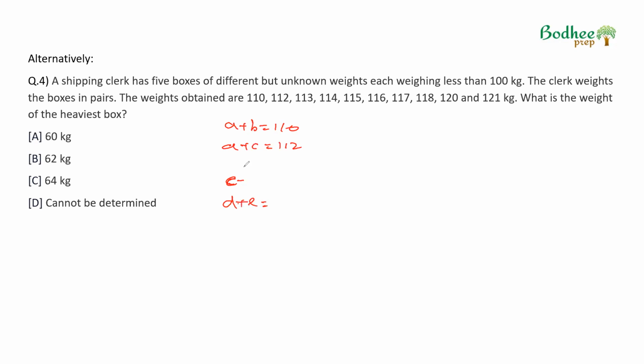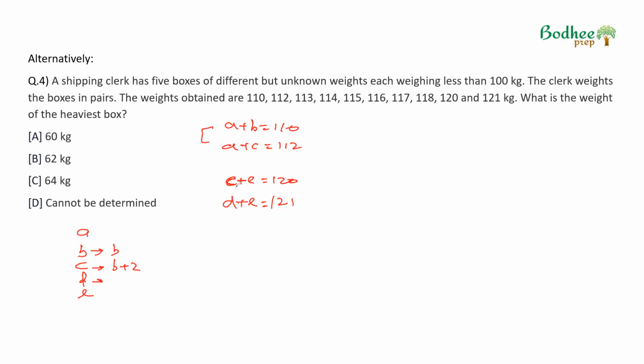Last one was D plus E. This will be 121 and C plus E will be 120. So these are the 4 bits we know for sure. If we now look at A, B, C, D, E, we can say that B and C, the difference will be 2. So if this is B, this has to be B plus 2.